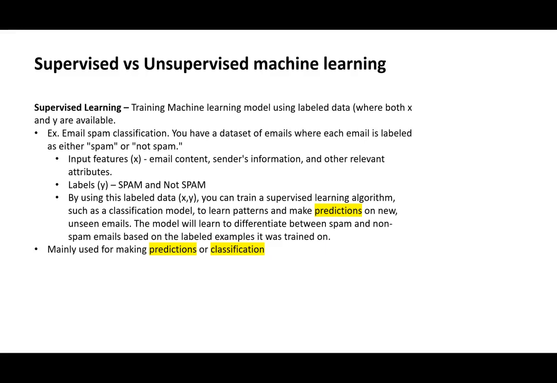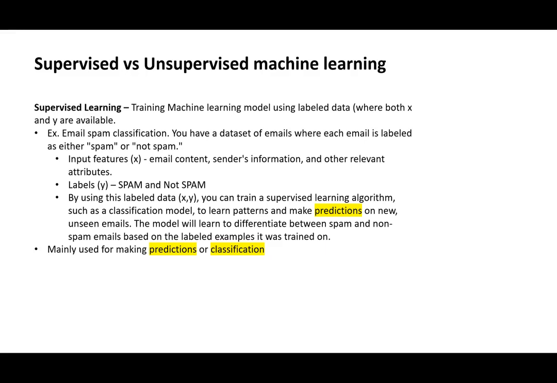Now coming back to supervised learning, if we talk about the labeled data, here in supervised learning we provide both X and Y, that is both the label and feature. A very good example is email spam classification, where a machine learning model should be able to tell you if a mail is spam or not spam.